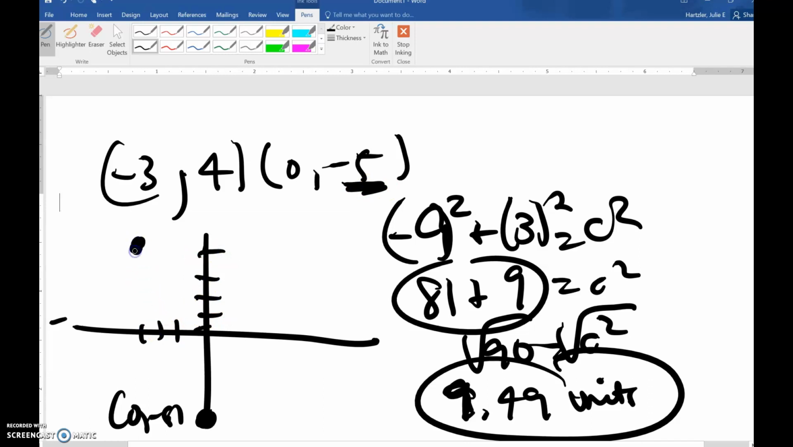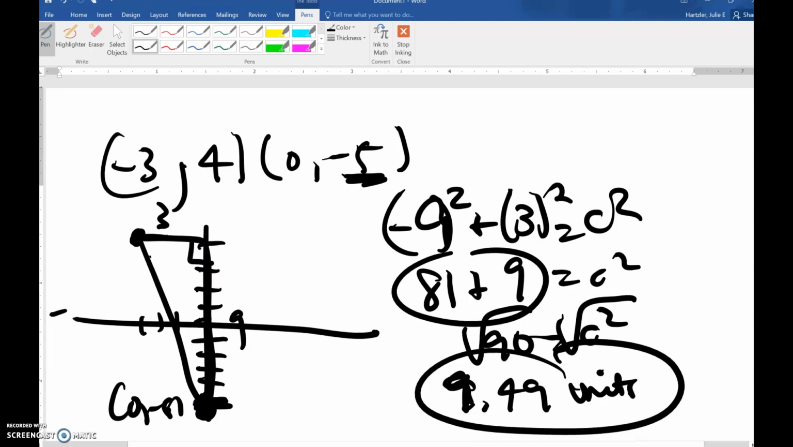4 would be here. So again, you could just draw in your right triangle and then get your 3 and your 9 off the graph. That's the fifth one. And then do Pythagorean Theorem that way. So it's kind of up to you. All right, let's go ahead and look at 8 and let's see what else do we have.